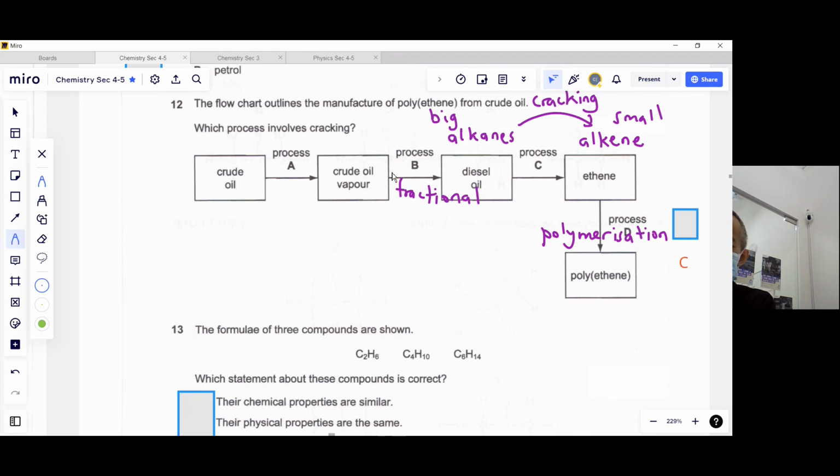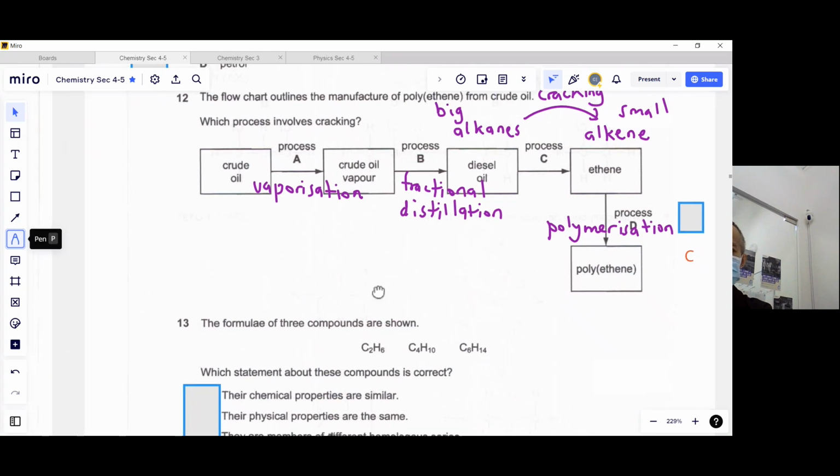And what is process A? Well, nothing fanciful. It's simply vaporization. Okay, even though I didn't emphasize this much because they hardly ask about it, it is still within your syllabus. Your crude oil is a liquid, you have to vaporize it first before it goes for fractional distillation.